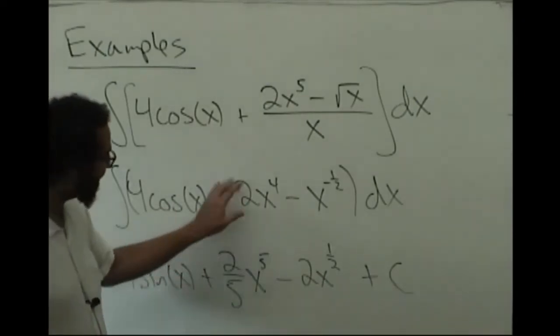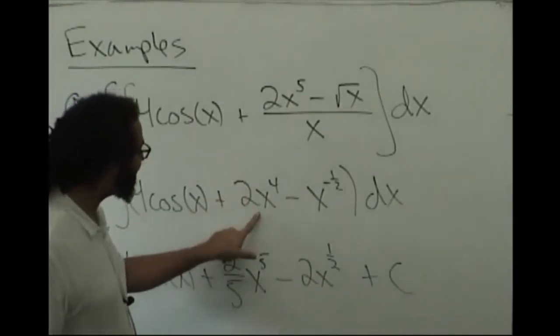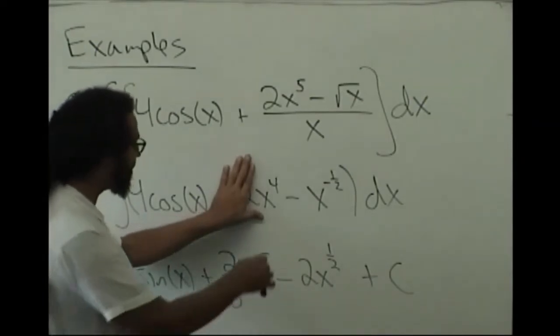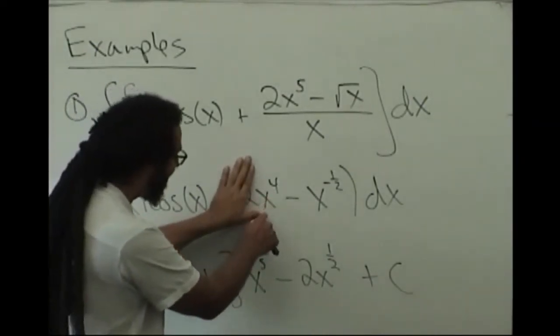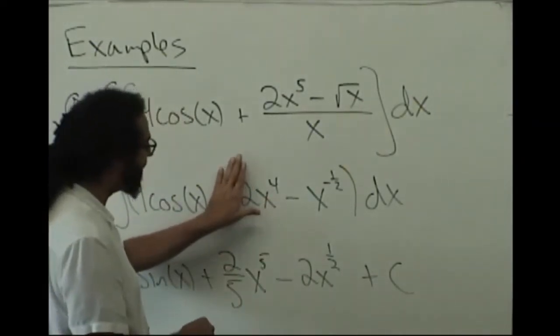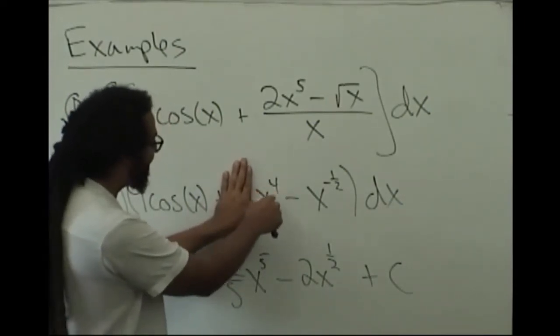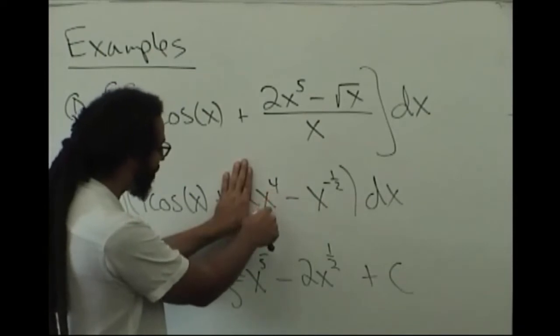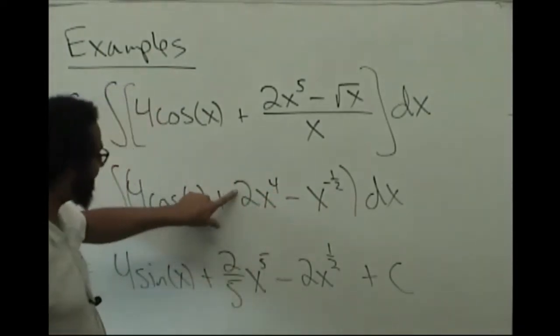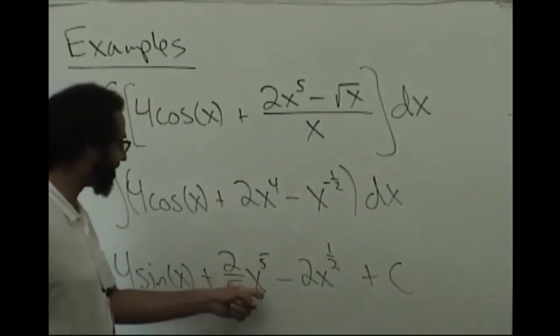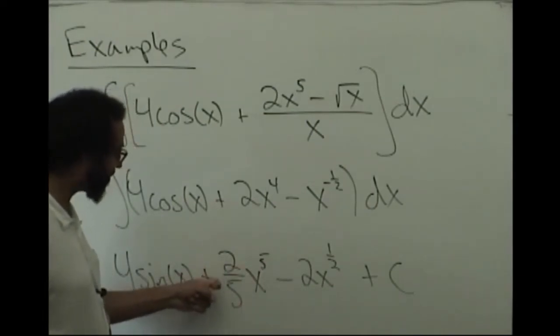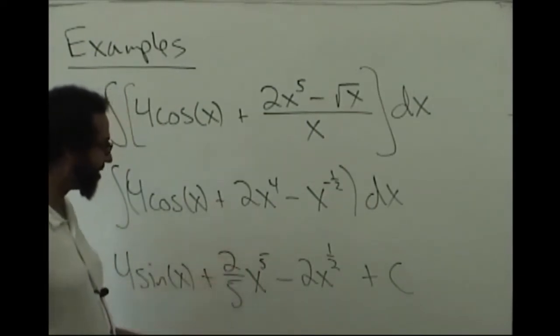What about this thing? Well, the antiderivative of x to the fourth, we know we add 1 to the power and divide by the new power. So don't worry about the 2 for now. The antiderivative of this thing is x to the fifth over 5. And now multiply that by 2. So x to the fifth over 5 multiplied by 2 is just 2/5 x to the fifth.